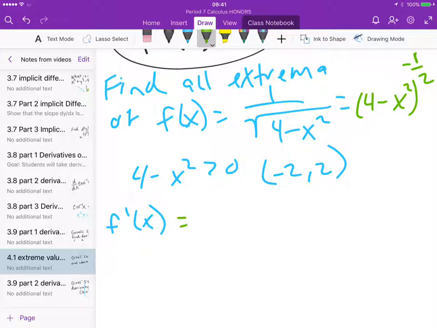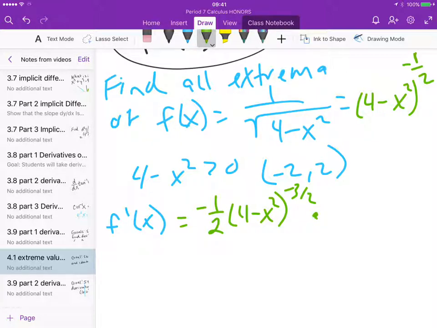And so to find the derivative here, we have -1/2 being multiplied by 4 minus x squared, and -1/2 minus 1 becomes -3/2. And then don't forget, we have to multiply by the derivative of the inside of that function. So this is our chain rule. We need to multiply by the derivative of 4 minus x squared.